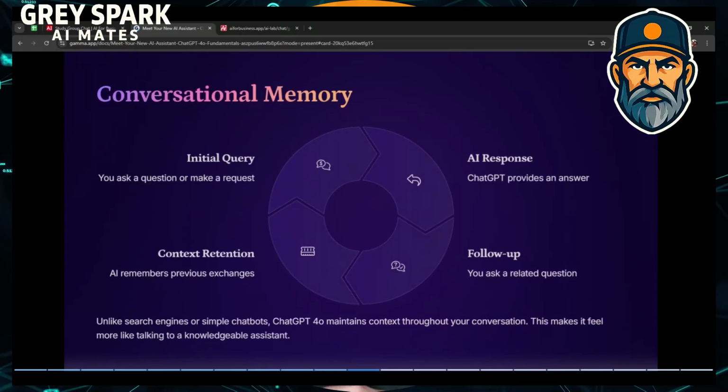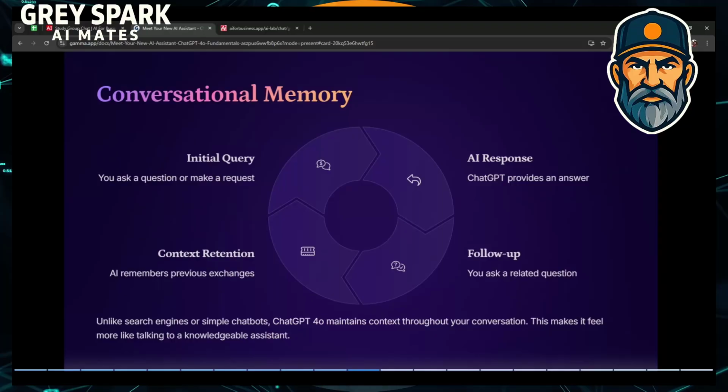Unlike using search engines or simple chatbots, ChatGPT maintains context throughout your conversation. This means it remembers what you discussed earlier and builds upon that information. This conversational memory is what makes it feel like you're talking to another human who is very knowledgeable and is there to assist you rather than repeatedly starting from scratch.